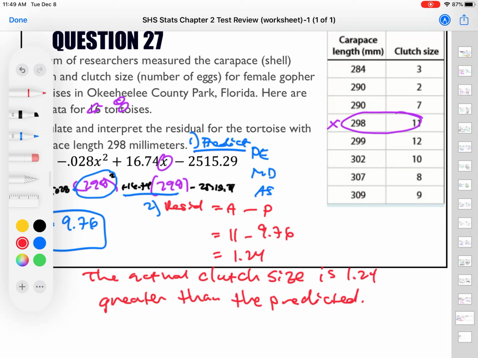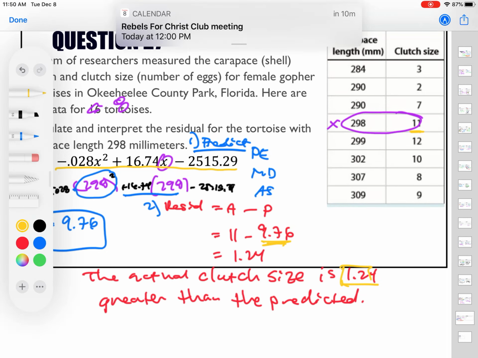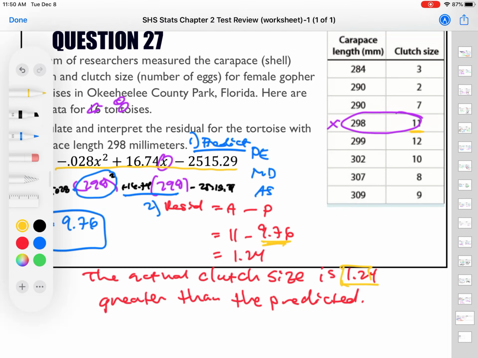My line, that equation in yellow, is going to predict based on the size of that tortoise, 298, a 9.76, so the actual is 11. So we need a higher one. Okay.